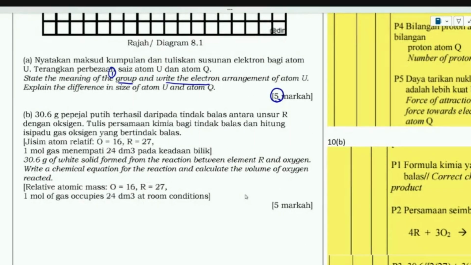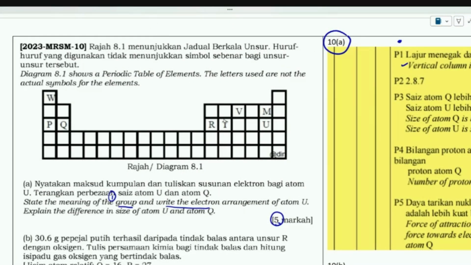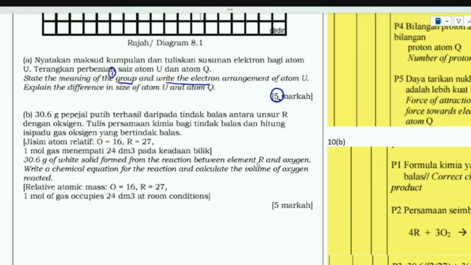Okay, you see here another sample answer for the essay. A white solid from the reaction between R and oxygen. R is here, R is aluminium, right? Aluminium reacts with oxygen. Here also 5 marks. Write the equation, which is 2 marks. Then calculate the volume of the oxygen reacted, so the calculation is 3 marks. Total is 5 marks.